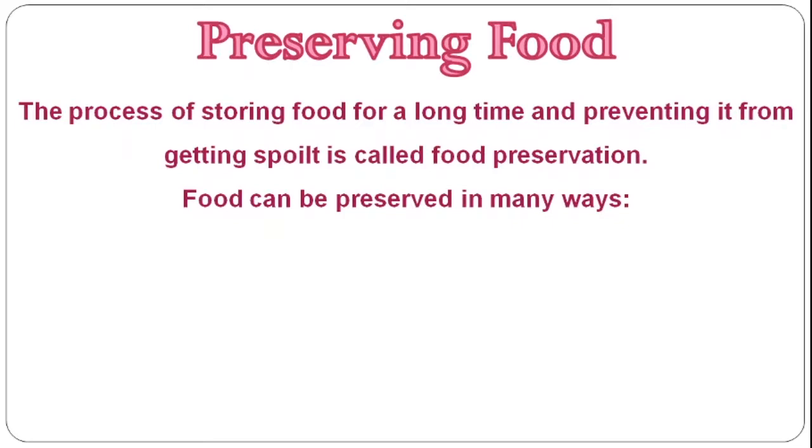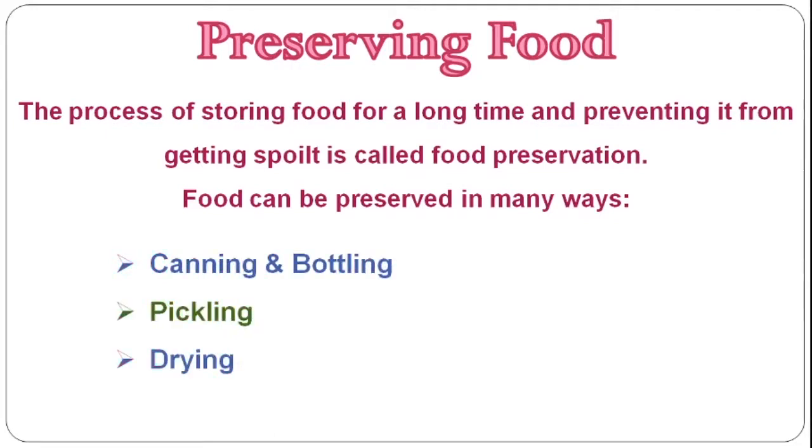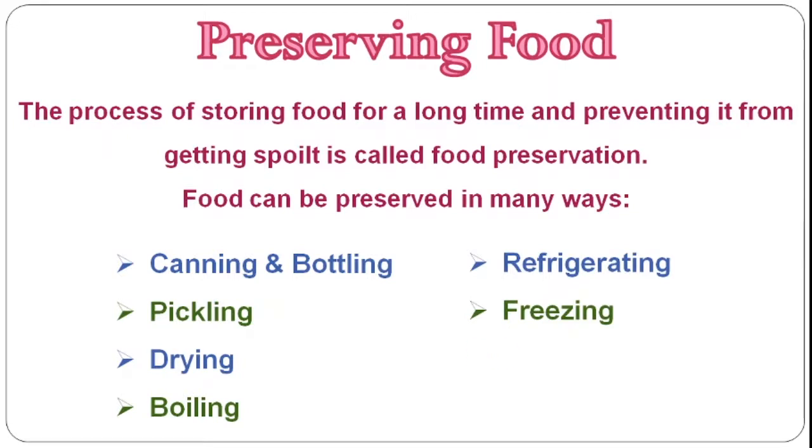If we want to use food after some time, we need to preserve them properly so that they stay in good condition. Well, following are the ways in which we can preserve them: canning and bottling, pickling, drying, boiling, refrigerating, freezing, and lastly, pasteurizing. So, we'll learn about each process.